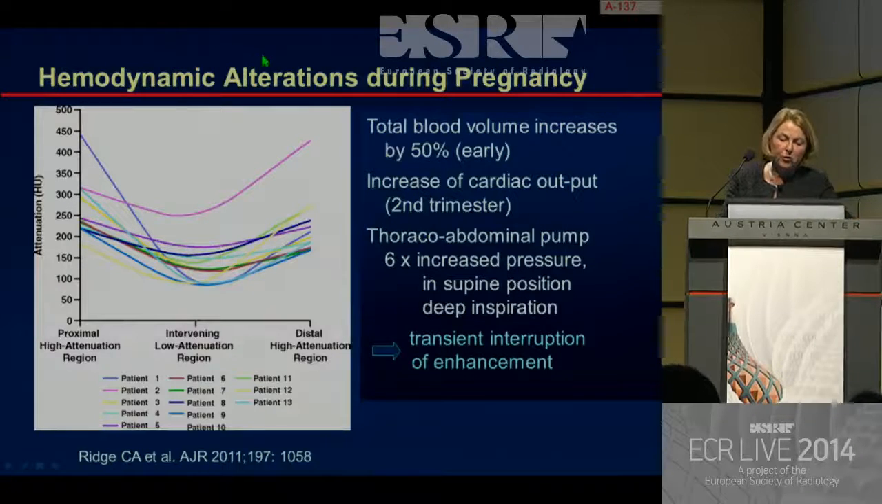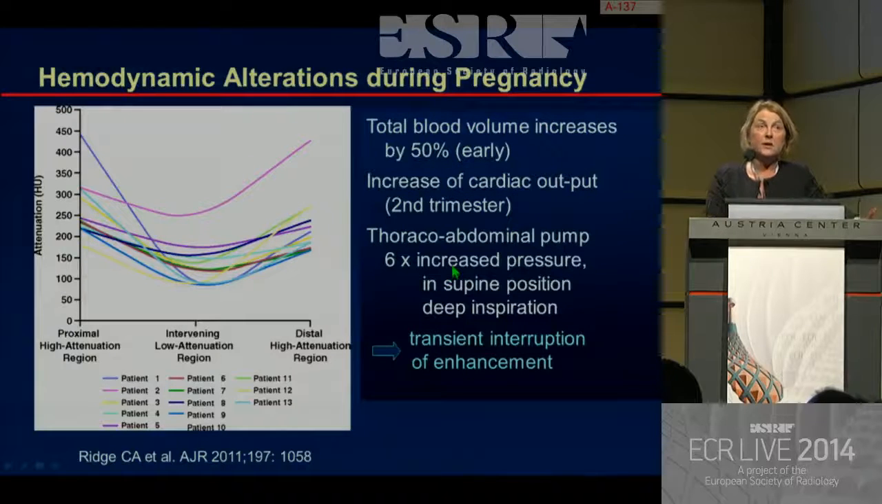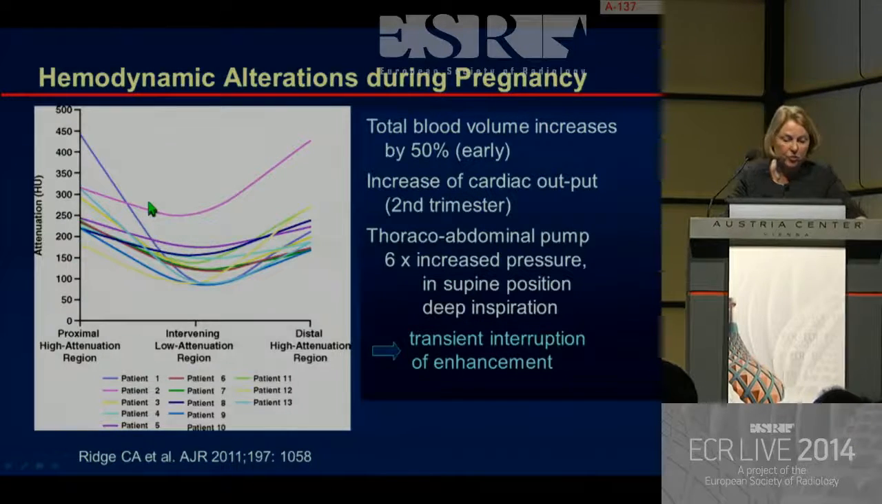The total blood volume increases during early pregnancy already by more than 50%. There's an increase of cardiac output in these patients, especially in the second trimester of the pregnancy. And this is the most alarming thing here, there is a 6 times increased thoraco-abdominal pump, meaning if these patients take a deep breath, then you have this valley, more or less, in the intravascular contrast. And that is the reason why we frequently see a bad intravascular contrast in CTPA during pregnancy.